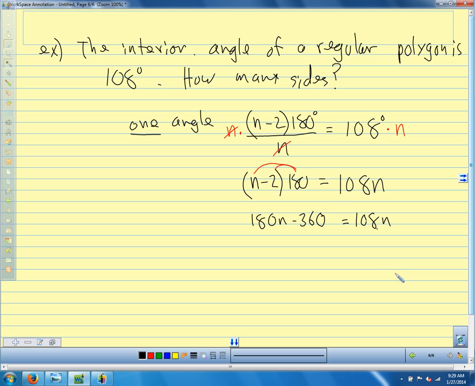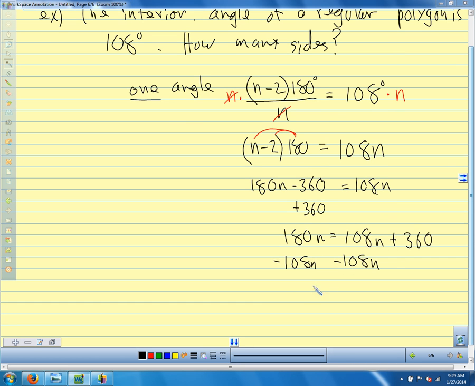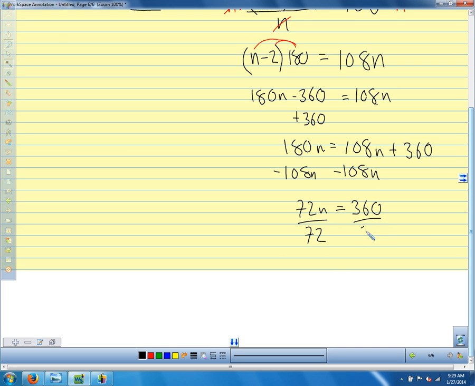What do I do to solve this now? How do I get all the n's together? Do I minus 360? Add 360, because this is minus, so I'm going to add 360. So we get 180n equals 108n plus 360. Now minus 108n. 180 minus 108 is 72n equals 360. Divide by 72. And I get n equals 5.